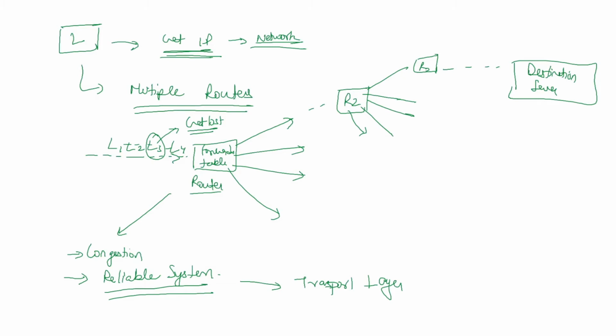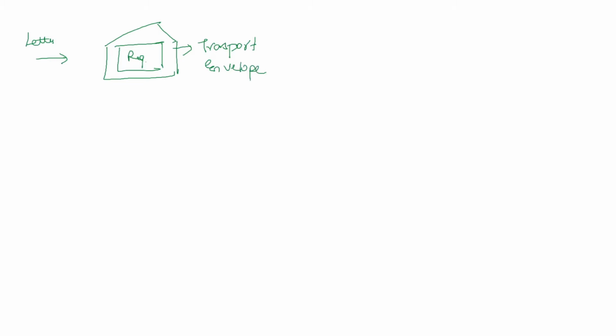So first of all, the letter will need to encapsulate itself into the transport envelope. This is my letter here, which has all the request details I mentioned earlier, and now it will be encapsulated into the transport envelope. Now there are two different kinds of transport protocols which we follow. The first one is TCP and the second one is UDP. Let's look at the first one, because that's the one which actually provides reliability.